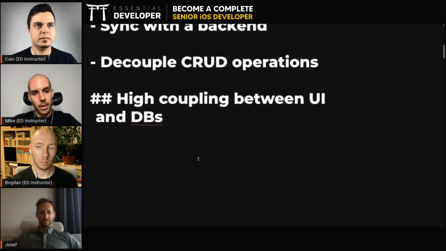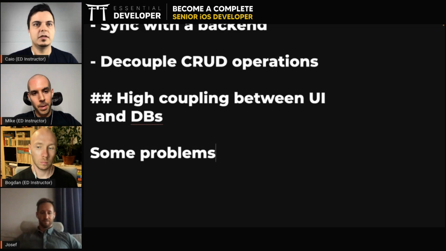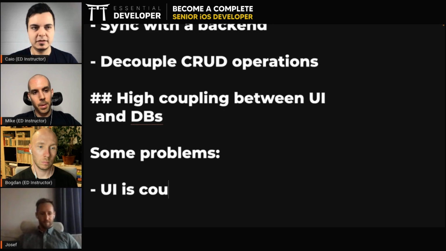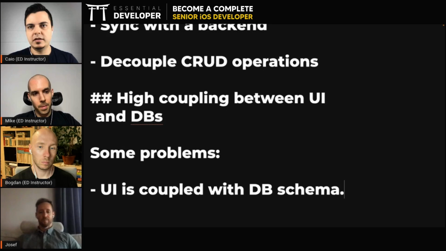Sending data to some backend. So the problems I see with this: the UI is coupled with a DB schema. If I change the schema, say I want a table with some properties but the UI doesn't need those properties, you make a change there and you may break the UI. You need to fix a bunch of compilation errors everywhere. Every time you change something for the database, you break the UI. When you need something for the UI, you break the database, right? There's high coupling, so they are not independent.